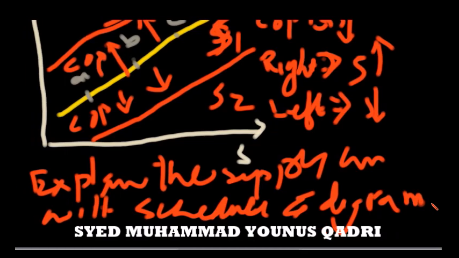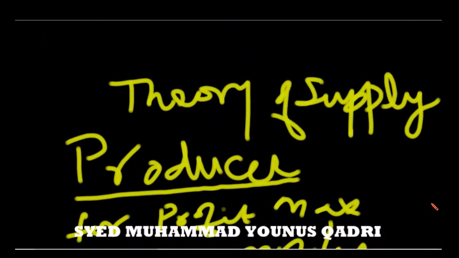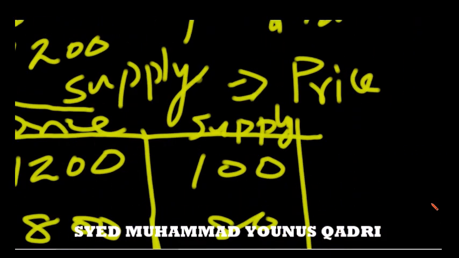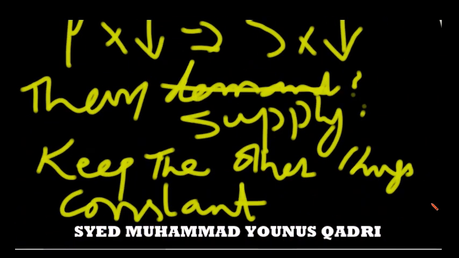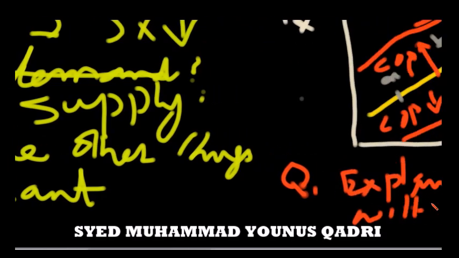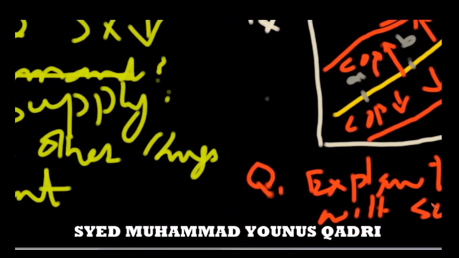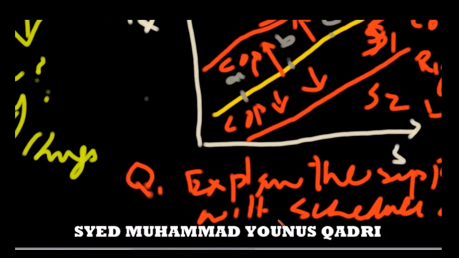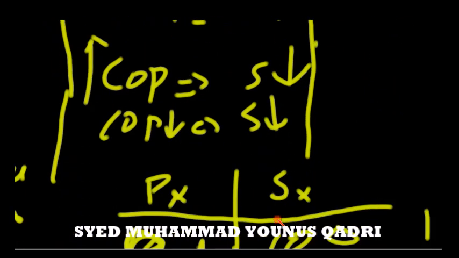It will require too much writing. You have to start from the theory. If the price of any commodity increases, supply will increase; if price decreases, supply decreases, other things remaining constant. What are those other things? Cost of production, managerial decision and other things. If these are kept constant, supply will have a positive relationship with the price.